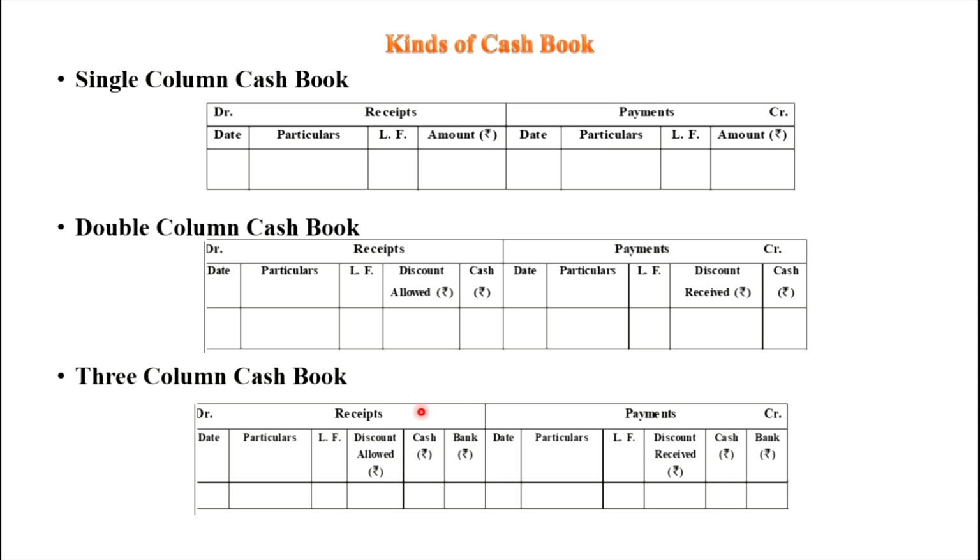There are only such transactions in which we record the contra entry. The first transaction is payment of cash or check into the bank. That is the first transaction in which we record the debit side as well as the credit side. And the second transaction is withdrawal of cash from the bank for office use. These two transactions we make the contra entry.